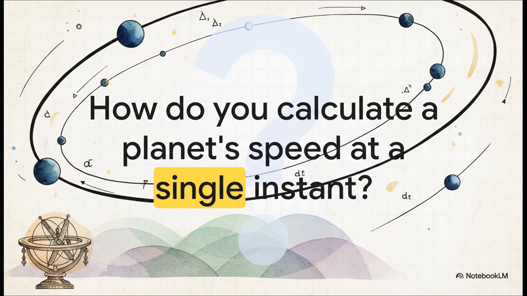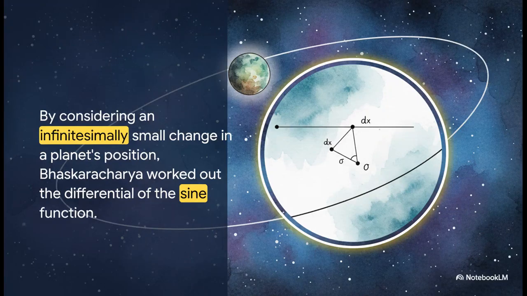See, to do his astronomy, he had to answer a critical question. Planets don't move at a constant speed, right? Their speed is always changing. So how do you figure out its velocity? Not over an hour or even a minute, but at one single, precise instant in time. That very question is the heart of differential calculus. And his solution was breathtakingly modern.